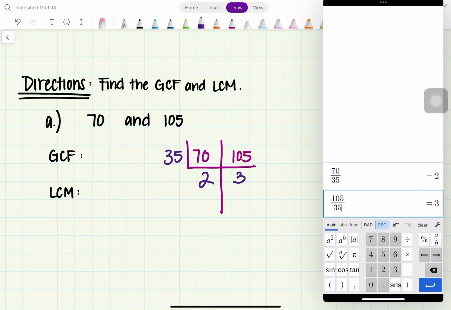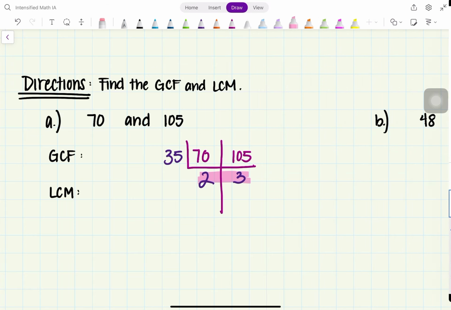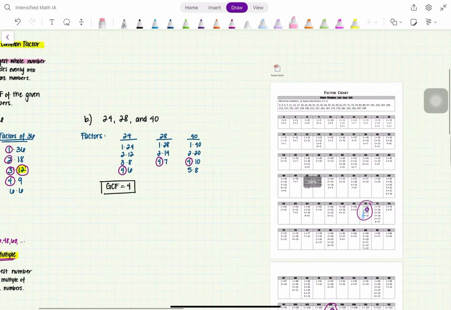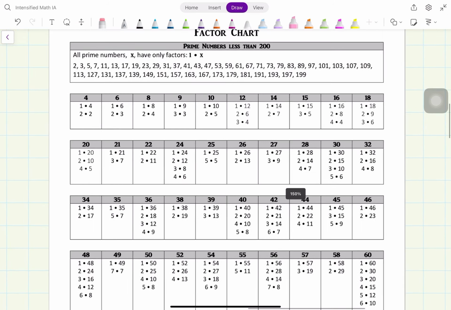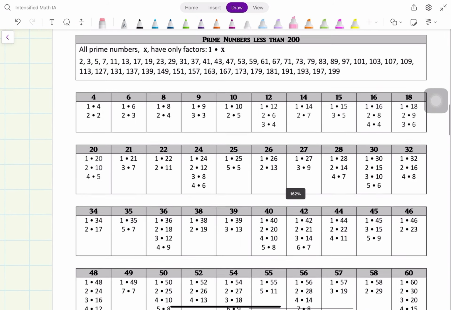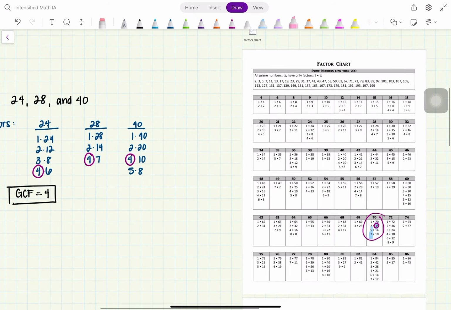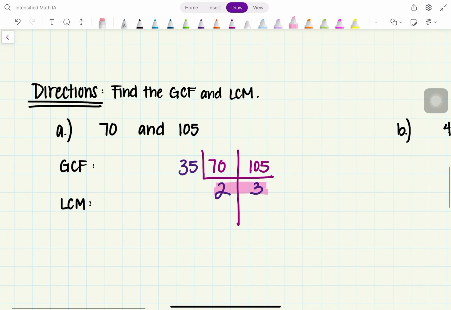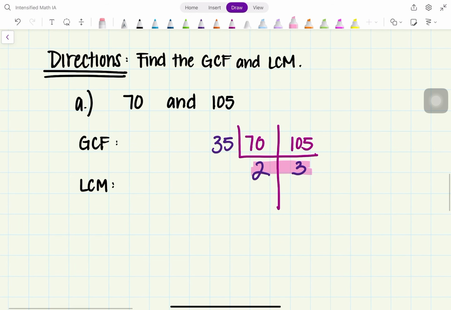Now, from here I want to check, is there any other number that I could divide both of these by? If I take a look at the factors of 2 and 3, we actually don't have any, because 2 and 3 are prime numbers. It's only 1 and itself. So we're actually done with the factoring here. There's no more GCF.